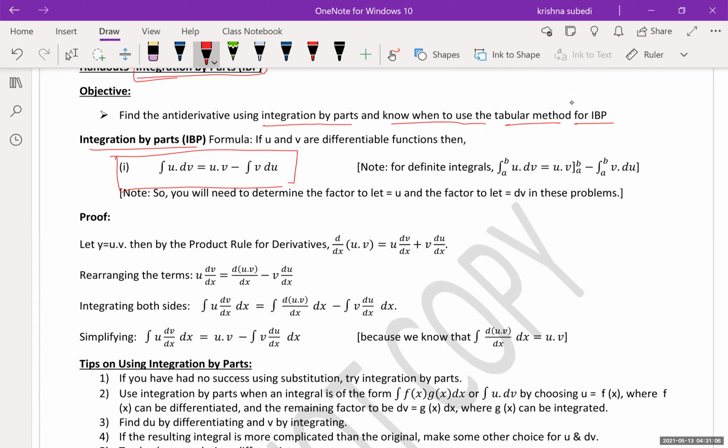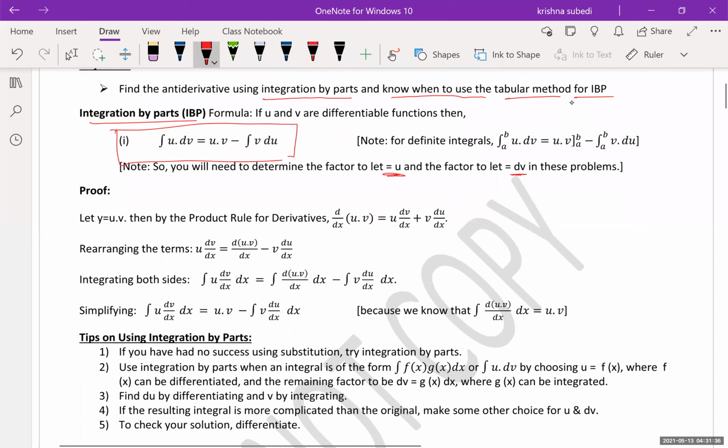And one of the most important skills is that you need to know which factor will be u and which factor will be dv. The choice of u and dv is extremely important. The right choice of u and the right choice of dv is extremely important. Otherwise, we cannot evaluate the integral. We'll see that example later.